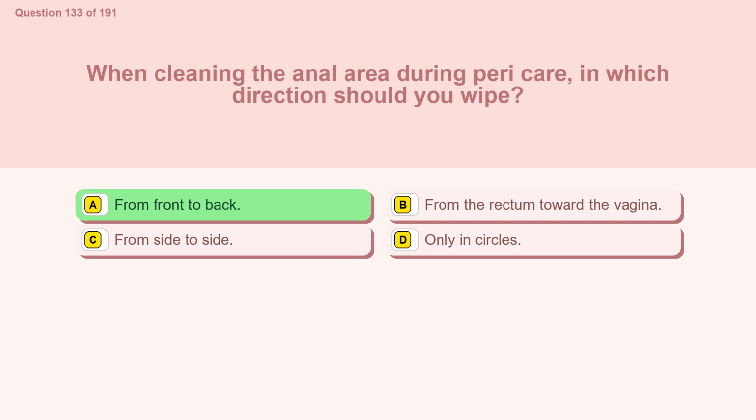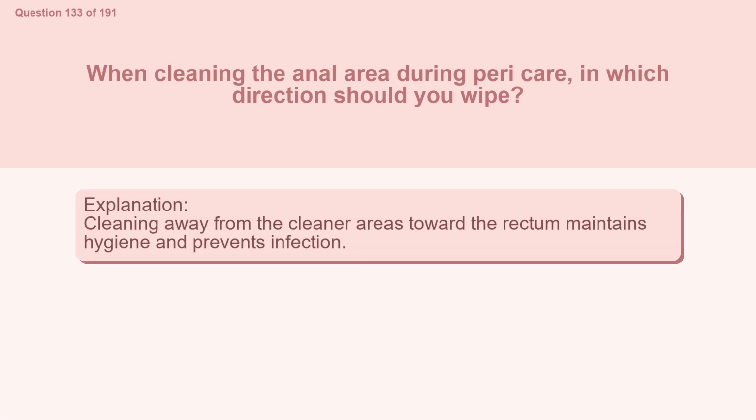The correct answer is option A. From front to back. Cleaning away from the cleaner areas toward the rectum maintains hygiene and prevents infection.